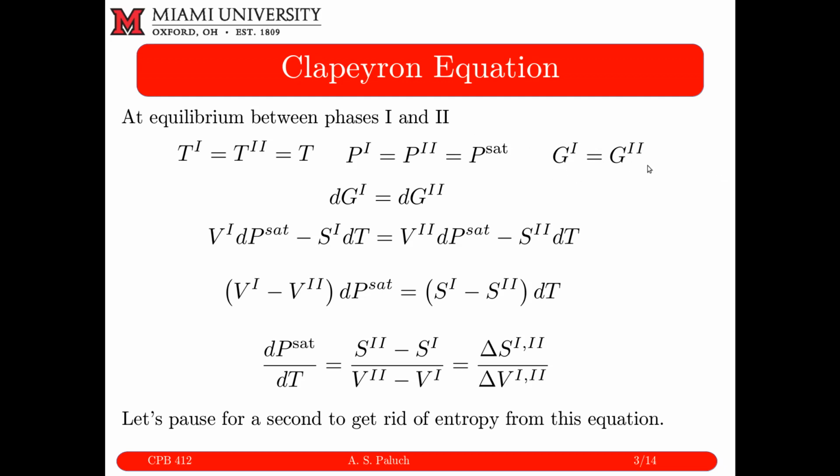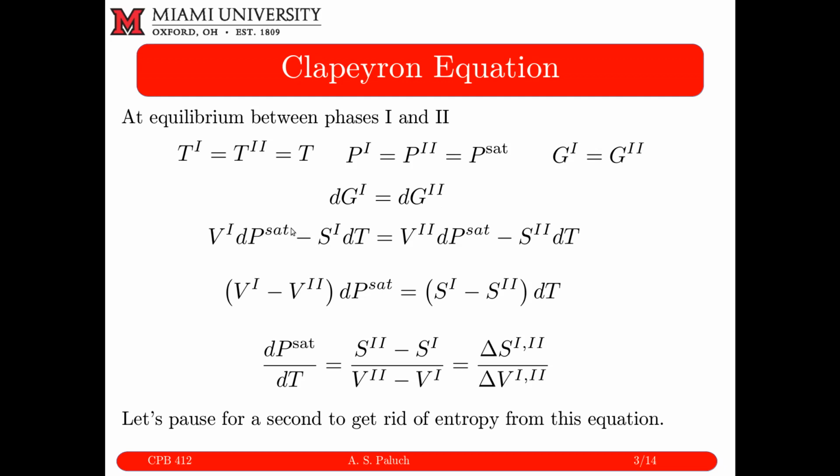Since the molar Gibbs free energies are equal to each other, we could equivalently say that the differentials of the molar Gibbs free energies are also equal. So the derivation as presented in the book begins with the differentials of molar Gibbs free energies being equal. Let's plug in our fundamental equation for G. So I plug in V dP minus S dT, where V and S correspond to the values of V and S in each phase. P and T are the same in the two phases, right? So it's just P sat and T.